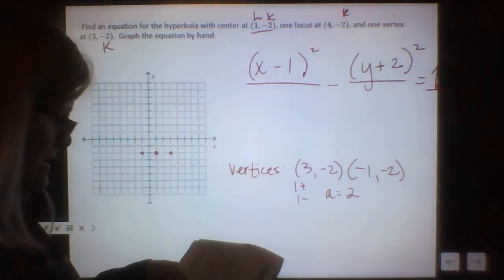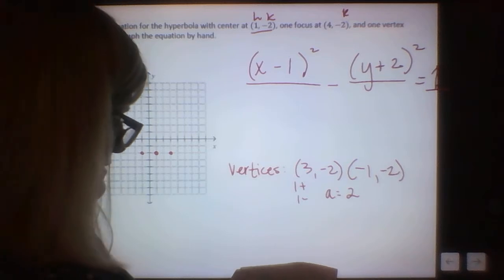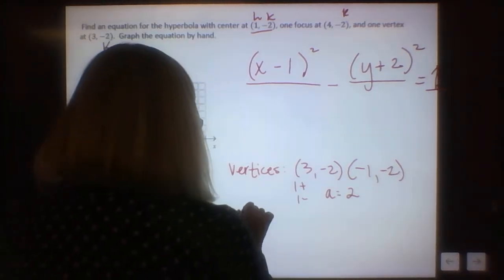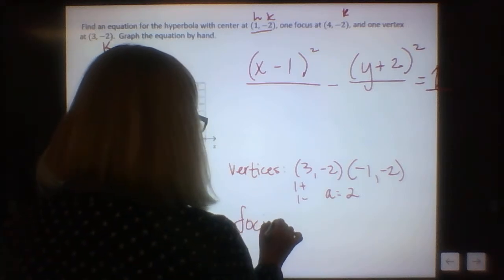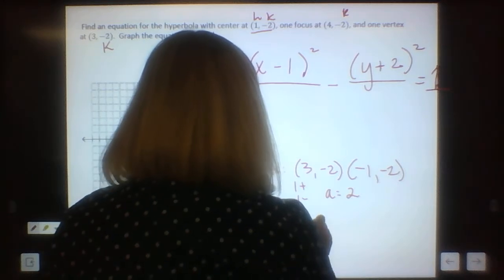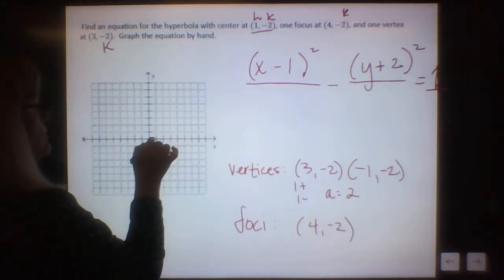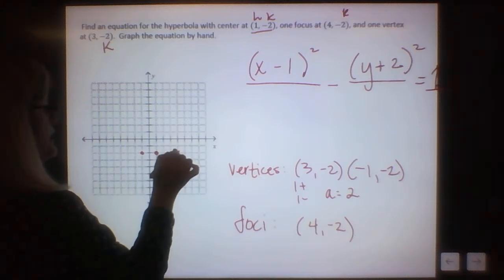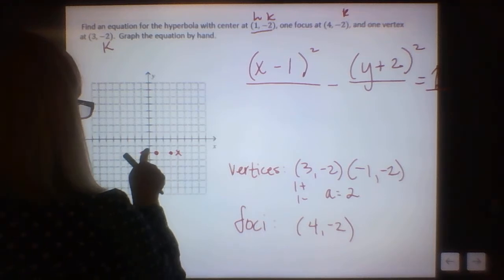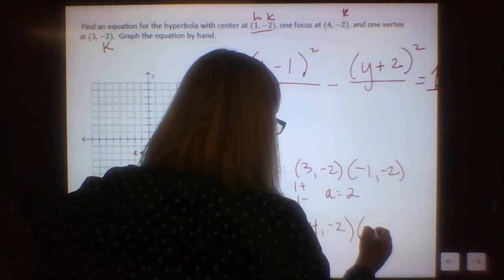All right, now my foci, let's see. This is H plus or minus C. One of them is at 4, negative 2. Let me see, 1, 2, 3, 4, negative 2. So it is 3 away. 1, 2, 3. So the other one would be negative 2, negative 2.